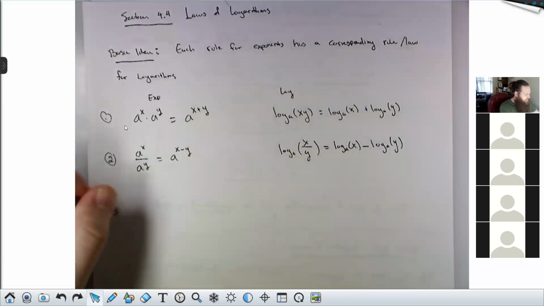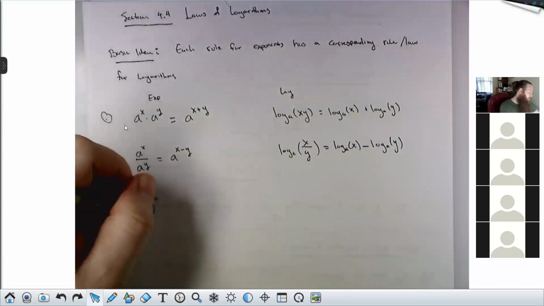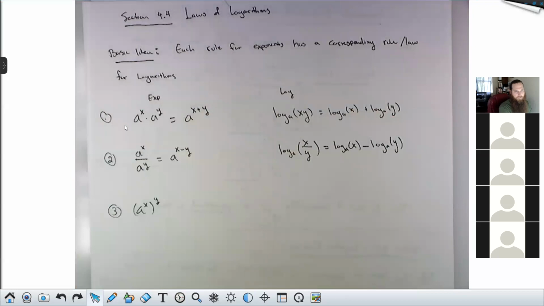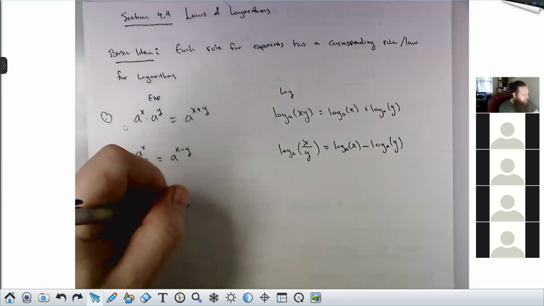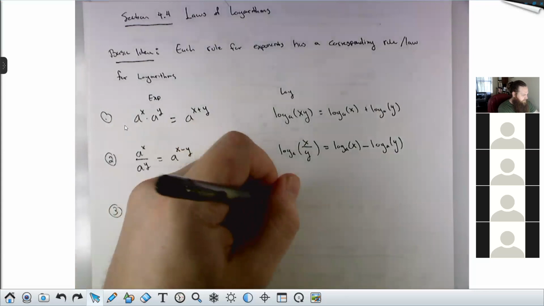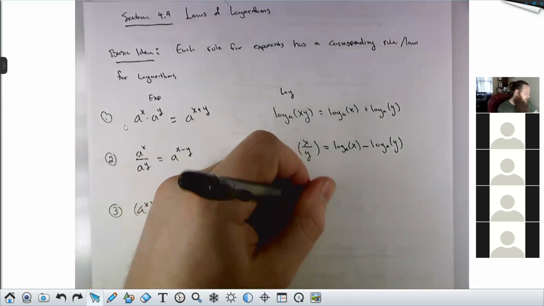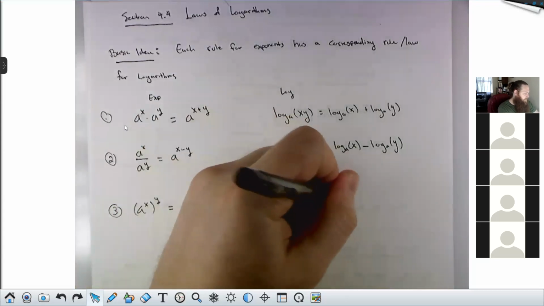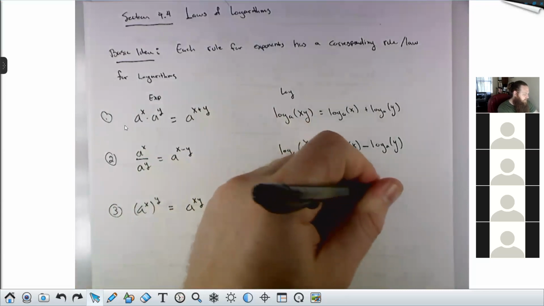And then finally, if you take a power and you raise it to a power, we talked about this one last week, that's the same as multiplying the powers. The log version of this looks a little bit funny. It says the base a log of a power is the same as that power times the base a log of the base inside.